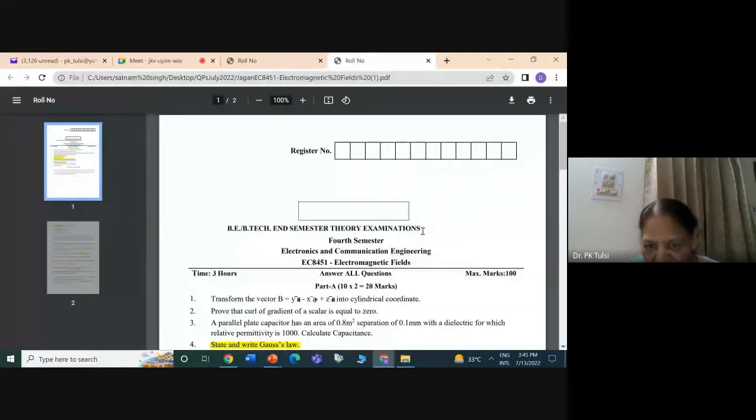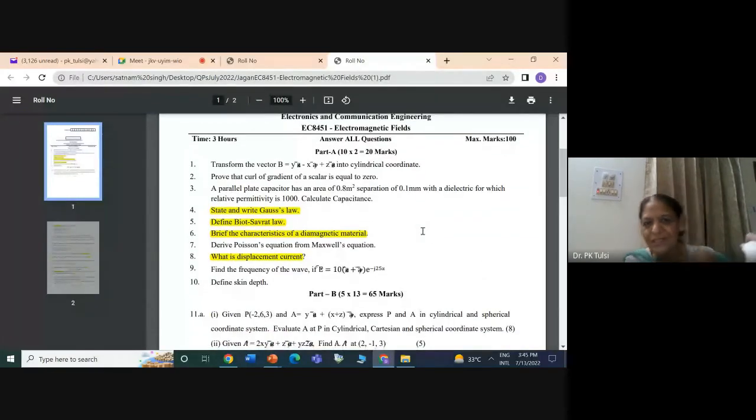Okay, this was it. So look, there is a question here: state and write. Now law is never defined, law is always stated. There is no definition of the law, so avoid this. Define beyond Savart law: one needs to correct it to state the law. Brief the characteristics of diamagnetic material. This is a question of 2 marks.